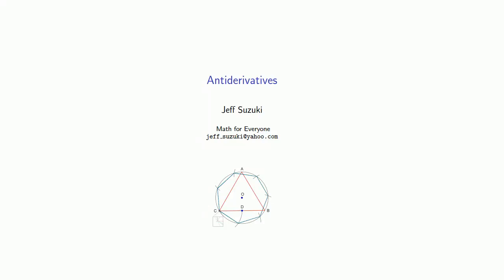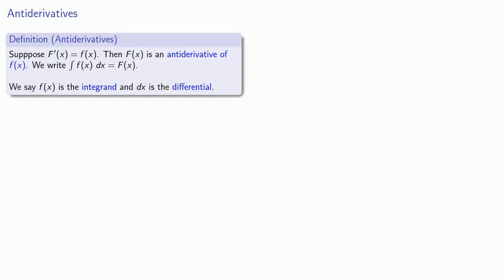We've been learning how to differentiate all semester. Now we want to go backwards. So let's throw down a definition of an antiderivative. Suppose the derivative of capital F is equal to lowercase f of x. Then capital F of x is called an antiderivative of f of x.